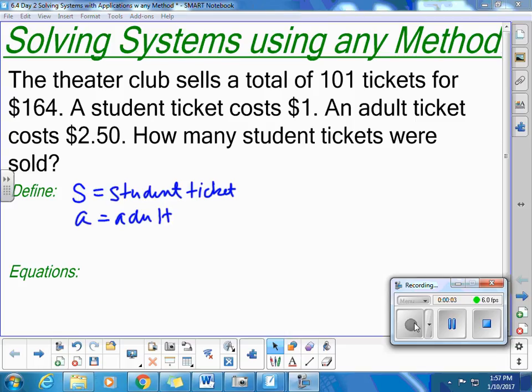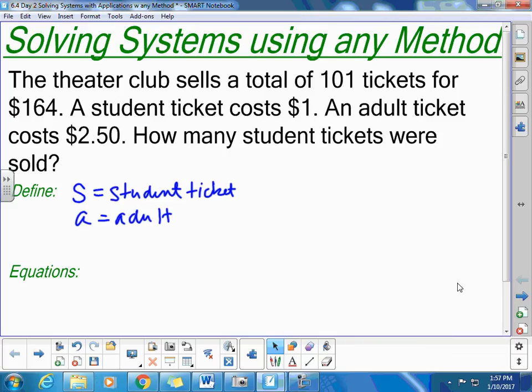164, day 2, we're solving some more systems using any method. We're going to start with talking about a theater club selling tickets. So they sold 101 tickets for a total of $164. And they proceed to tell us a student ticket cost $1 and an adult ticket cost $2.50. So how many student tickets were sold?